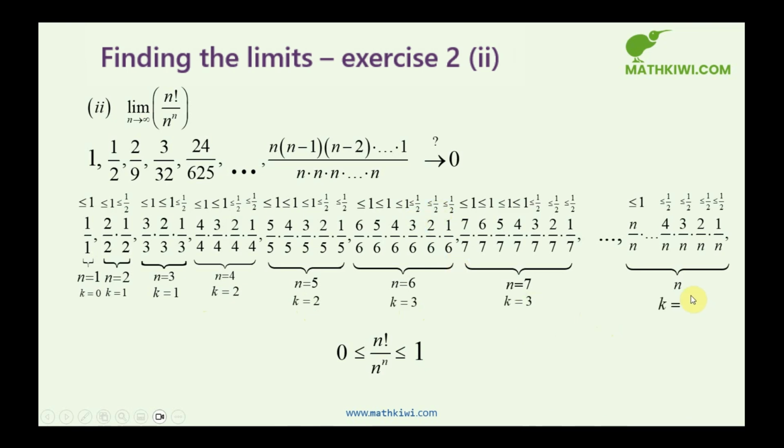And what will it be in general? Let's think about it now. How many here, if we had, I don't know, 8 factorial over 8 to the 8th? 9 factorial over 9 to the 9th. How many of these fractions here, these factors, will be less than or equal to 1/2? It's clear that, well, about half, right? Half, but if there's an even number of them, it will be exactly half.